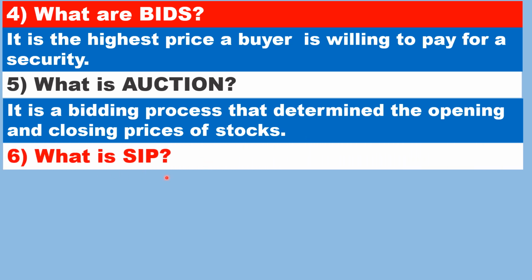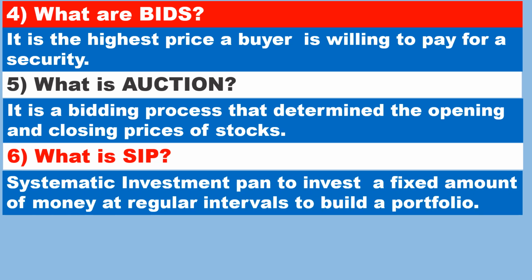What is SIP? Systematic investment plan, to invest a fixed amount of money, for example 1,000 rupees every month, to build a strong portfolio. In SIP, it is very flexible. For example, if you have money, you can pay on the 5th. If you don't have money, you can pay on the 10th, etc.